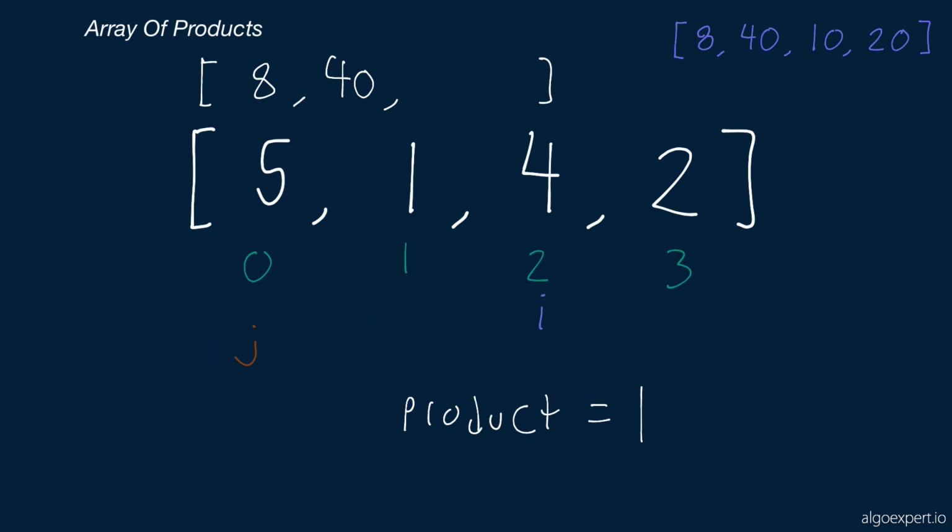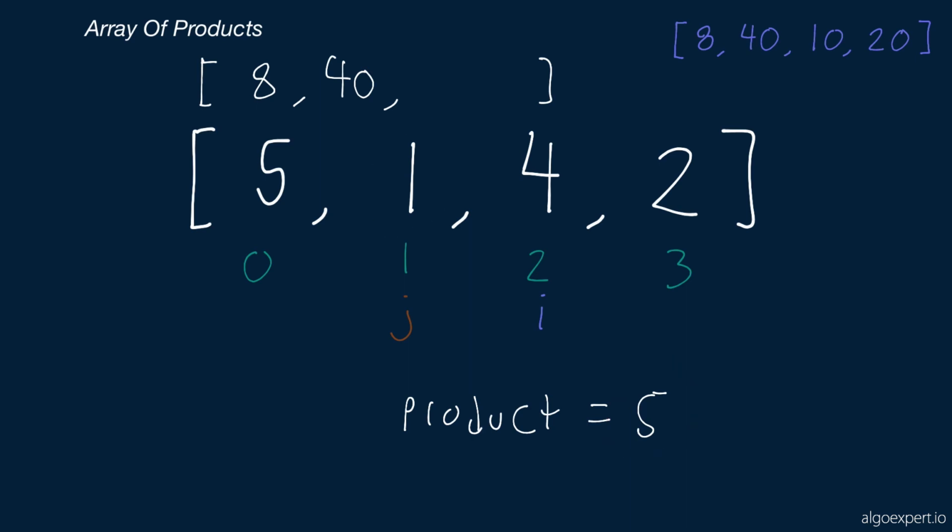We see that j is equal to 0 and i is equal to 2. They are not the same, and so we multiply our product by whatever this value is. This value is 5, so we put 5 right here. We then move j over, j moves over here. i and j are not the same, so we multiply our product by 1.